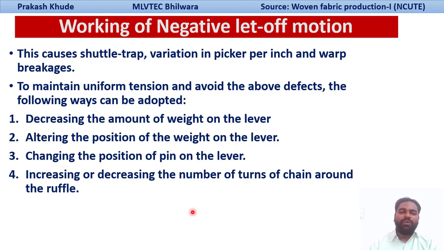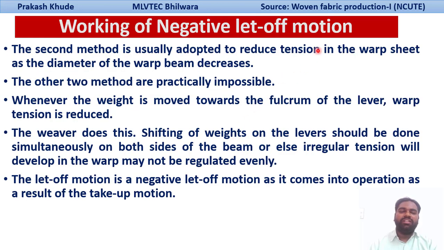Out of these four, the best way to get uniform tension or avoid the above defects is altering the position of the weight on the lever. So this is the second method which we have adopted to reduce the tension in the warp sheet as the diameter decreases, because the other methods are practically impossible.